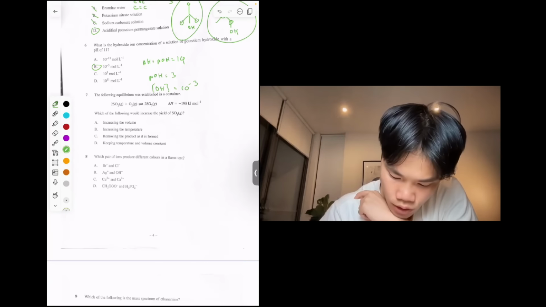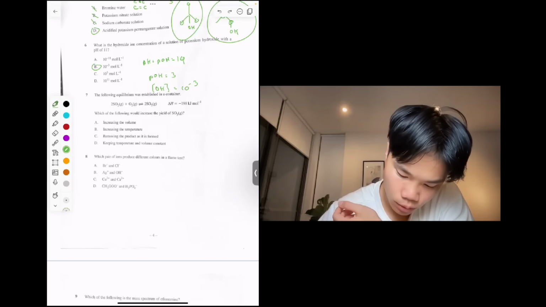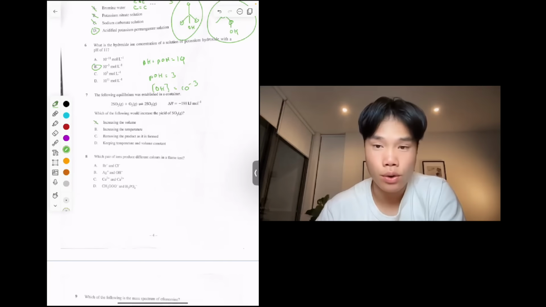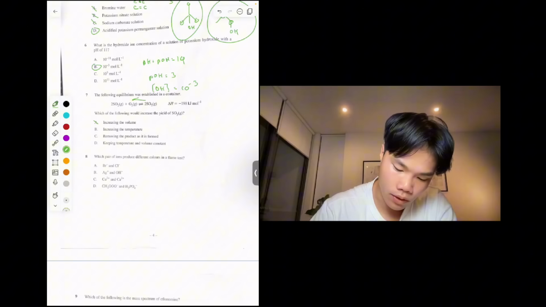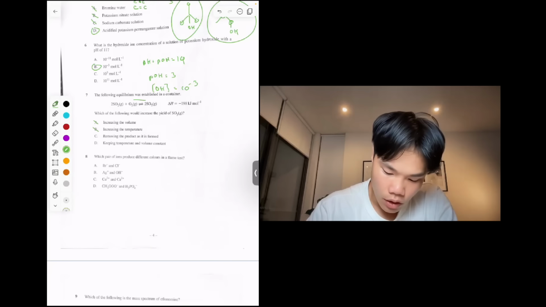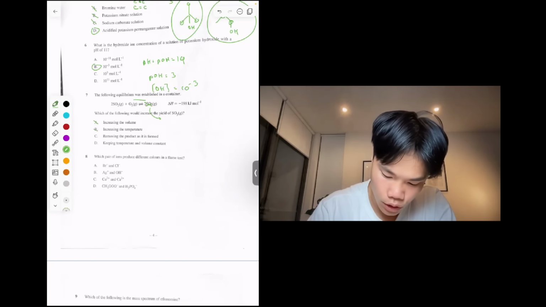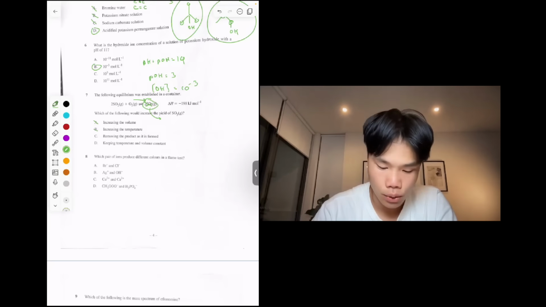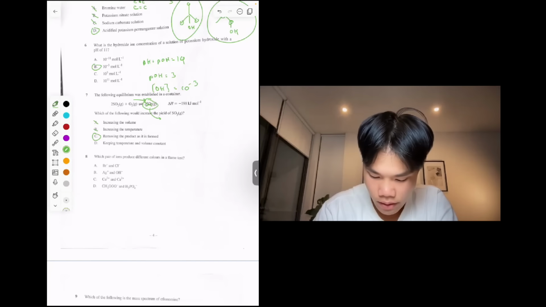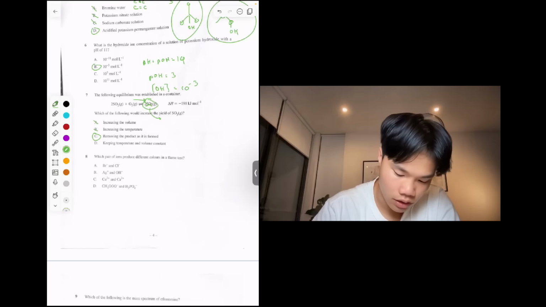Option A, increasing the volume. This would shift towards the side with more moles, which is to the left, and that would actually decrease yield. Increasing the temperature would favor the endothermic direction, which in this case is the reverse, and that would also shift to the left and decrease your yield. Removing the product as it is formed: if you were to remove SO3 and collect it somewhere, this would shift equilibrium right, replenishing the SO3 and effectively increasing the yield of SO3. So I think this should be C. And if you kept the temperature and volume constant, well, nothing's going to happen. So D doesn't make sense.